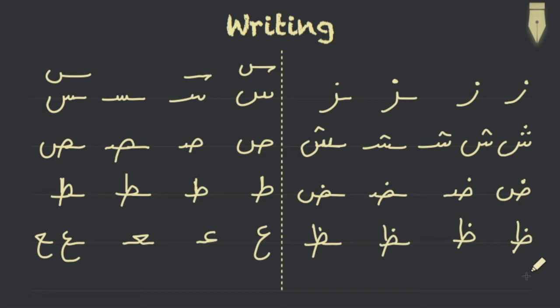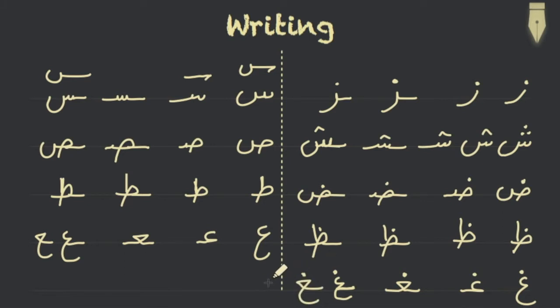For the ghain, it's similar to the ayn, but with dot above it. So we start in the same way. In the initial form, the same way also with a dot. In the medial form, you draw inverted triangle plus a dot above it. For the final form, you start on the line, horizontal line. Then you draw the isolated form, or you go using the inverted triangle and a dot above it.